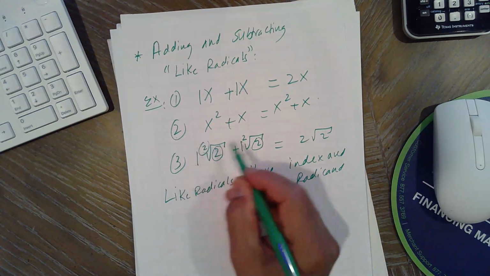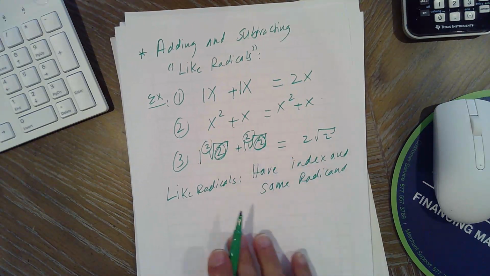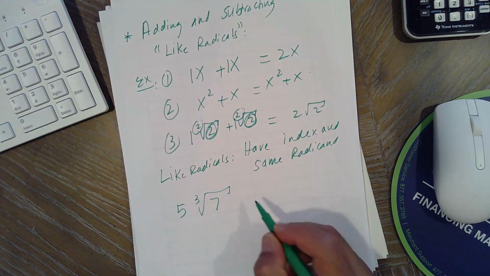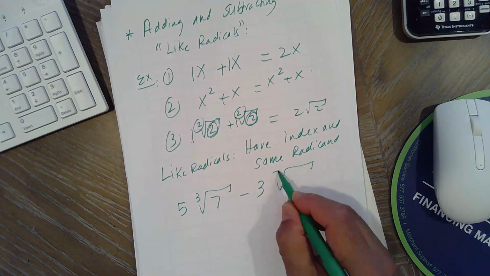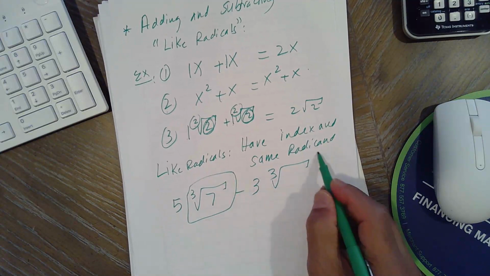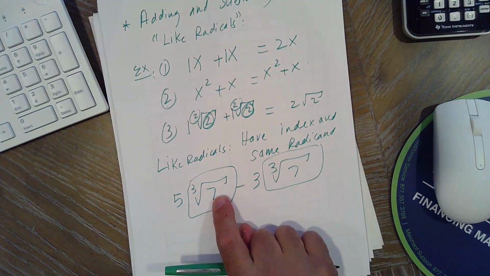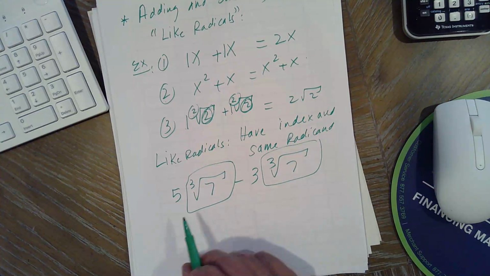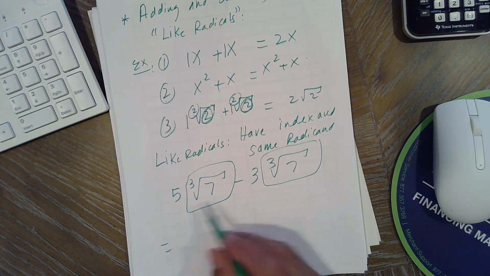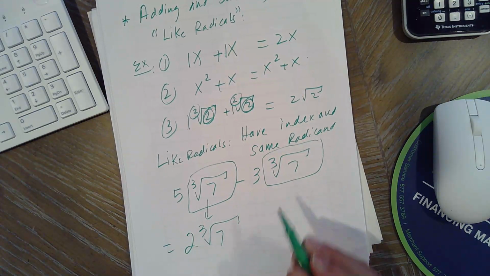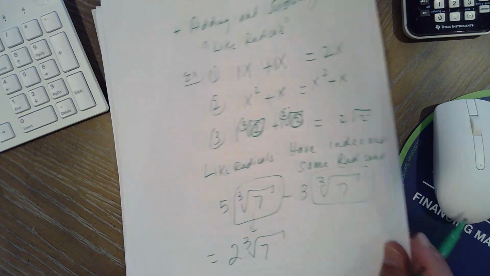So this has to be the same, these have to be the same, okay? For example, 5 cube root of 7 minus 3 cube root of 7. To be sure, I would box the radical. If they're exactly the same index and the same number under the radical, then they're like radicals, then I would subtract what's up front. That's a 2, and then pull this guy down. You don't change the index, you don't change the number under the radical.